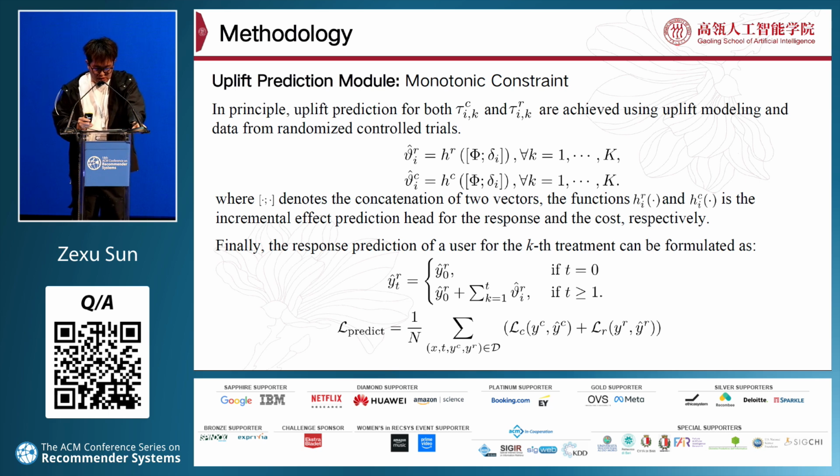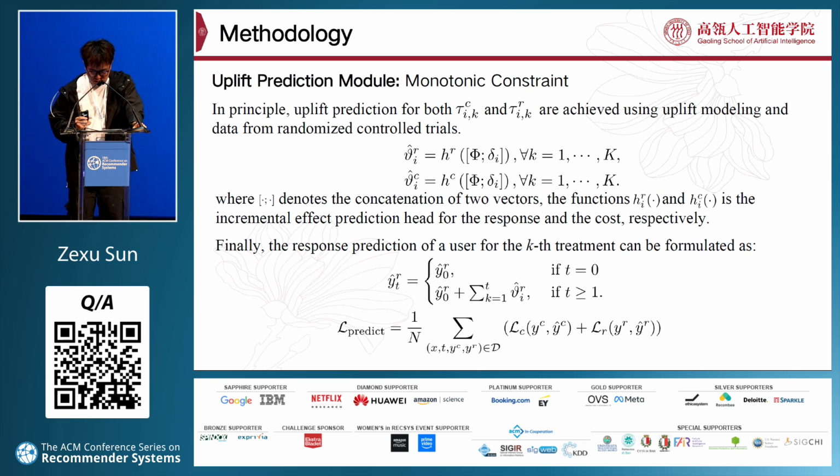Especially, the uplift prediction module is divided into two constraints. The first is a monotonic constraint. In principle, the uplift prediction for both tau C and tau R is achieved by using optimal modeling and data from randomized controlled trials. Here is the general uplift prediction procedure for tau C and tau R.